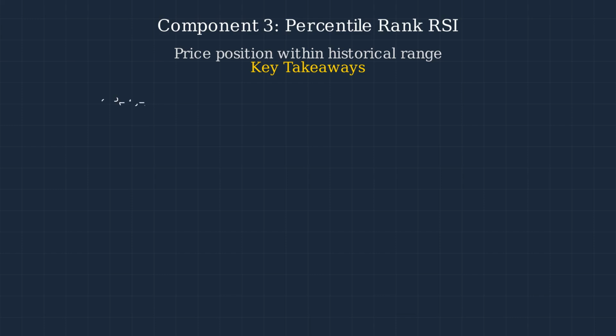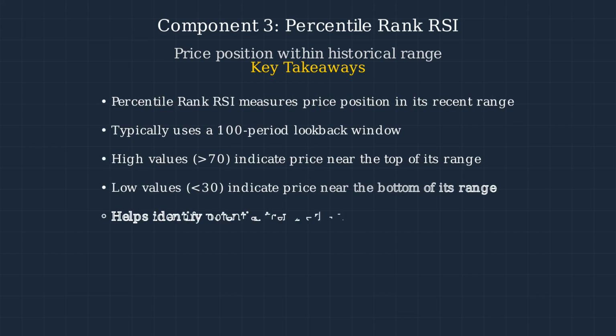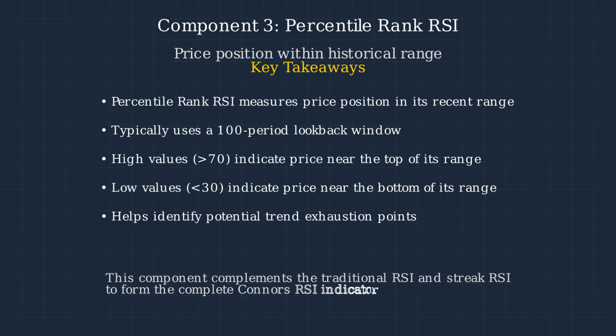To summarize, the percentile rank RSI component measures where the current price sits within its recent trading range, typically looking back at the last 100 periods. It helps identify when a price is historically high or low, which can signal potential trend exhaustion points and upcoming reversals. This component works together with the traditional RSI and streak RSI components to form the complete Connors RSI indicator, providing a more comprehensive view of market conditions than any single component alone.